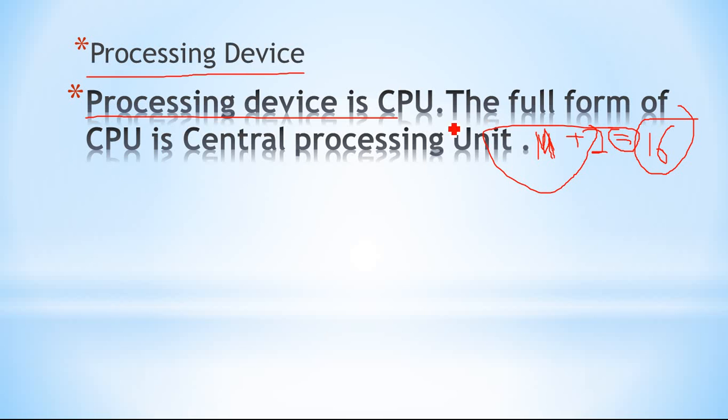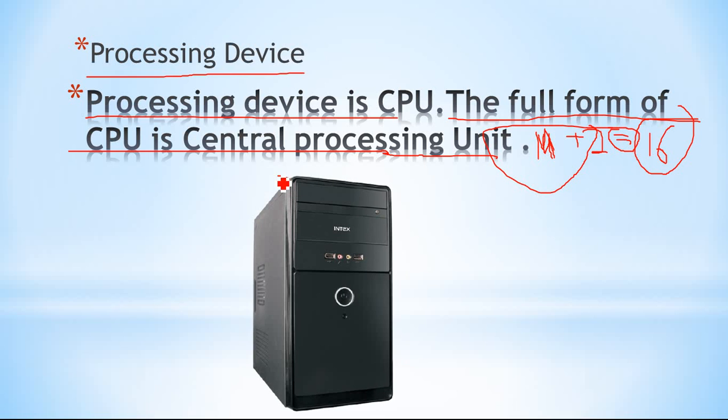So the processing device is the CPU. Children, do you know the full form of CPU? The full form of CPU is Central Processing Unit. Now I will show you the picture of a CPU. So this is a CPU. Have you seen a CPU in a desktop computer? Then tell me in the comment box.